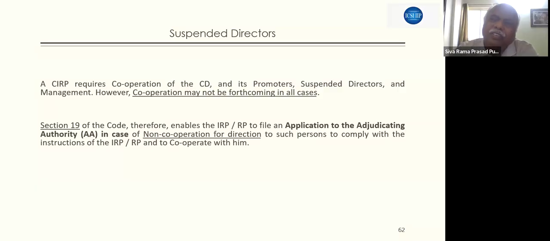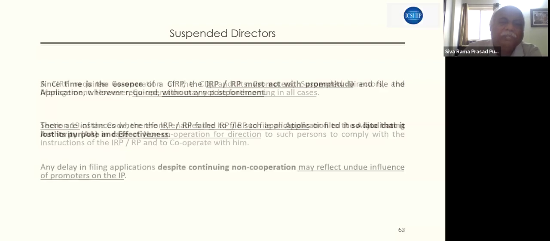If anybody is not cooperating, particularly the erstwhile directors or promoters or management, if they are not discharging their duty, that is, cooperation is not extended to the IRP or RP, then immediately the IRP or RP has to file an application with the adjudicating authority to direct such persons to comply with the instructions of the IRP and cooperate with them.